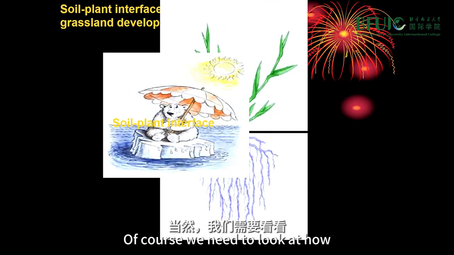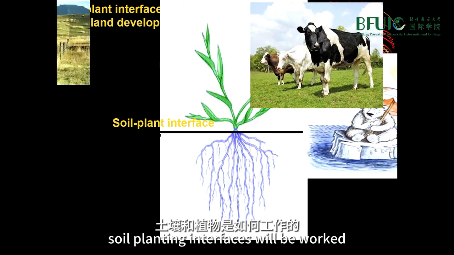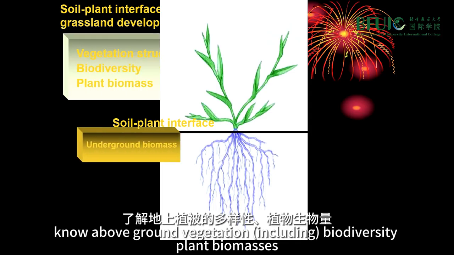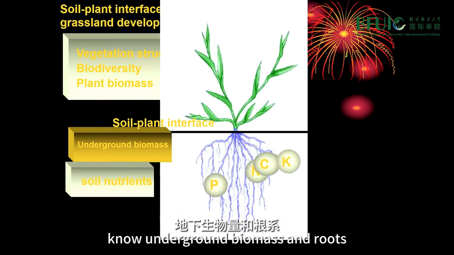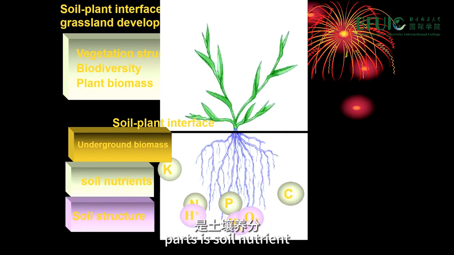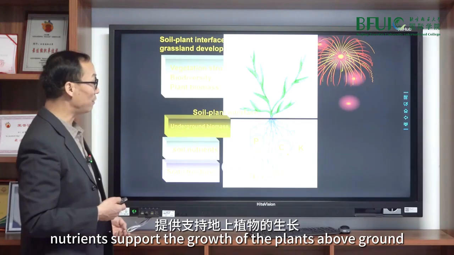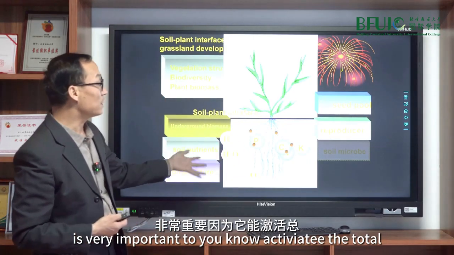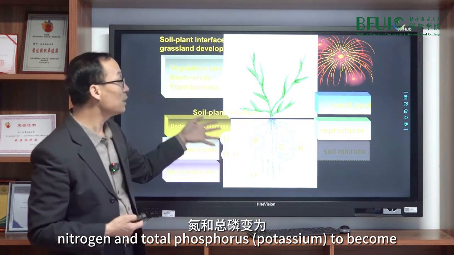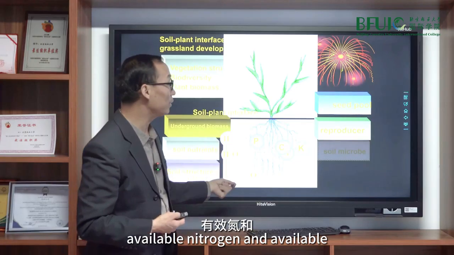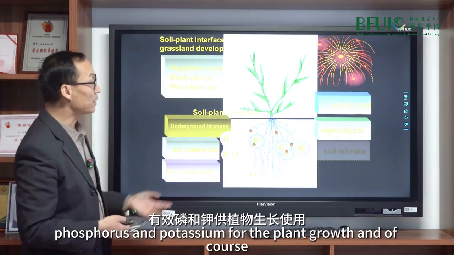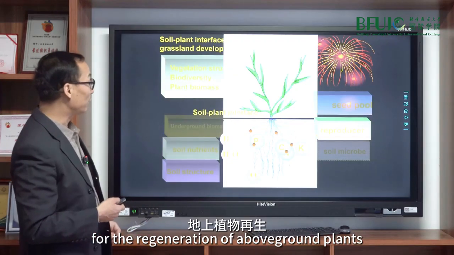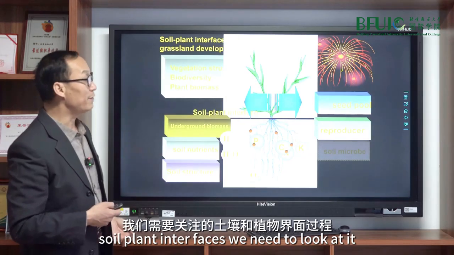So of course, we need to look at how soil and plant interfaces work through this kind of restoration. We need to know aboveground vegetation, biodiversity, plant biomass. We also need to know underground biomass and roots. Of course, one of the very important parts is soil nutrients, how soil nutrients support the growth of the plants aboveground. Of course, the soil microbiome is very important to activate the total nitrogen and total phosphorus into available nitrogen, available phosphorus and potassium for plant growth. And of course, the seed pool and seed bank are very important for the regeneration of aboveground plants. So these are the soil-plant interfaces we need to look at.